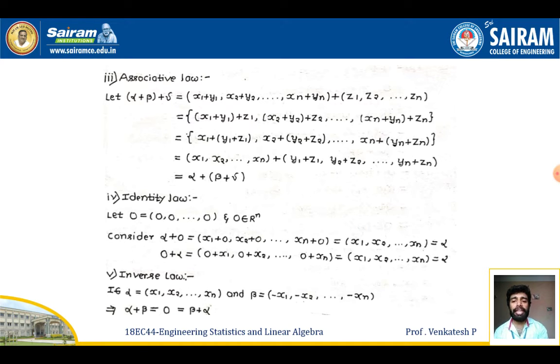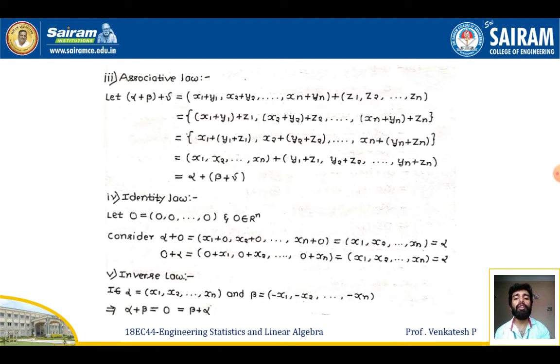So next is identity law. As I told, with respect to the addition, 0 is the identity vector here. So I will be taking 0 equal to (0, 0, etc., n times). Since it is an n-tuple set, I am taking n times, and 0 belongs to R power n. So now I am going to combine the property that alpha plus 0 and 0 plus alpha. That is x1 plus 0, x2 plus 0, etc., xn plus 0, I'll be getting x1, x2, etc., xn.